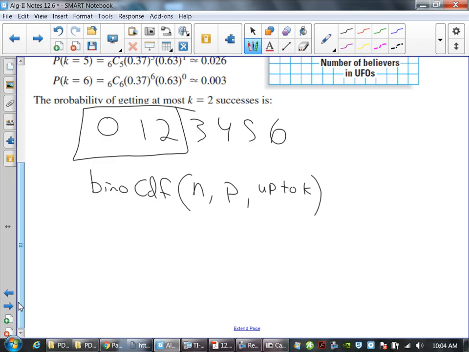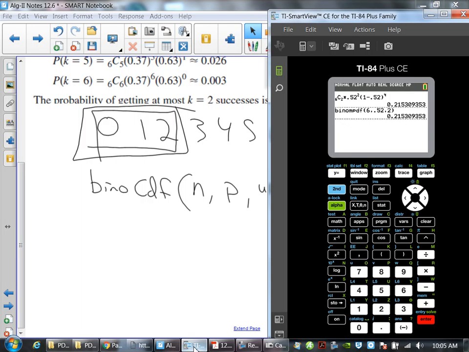Yes, ma'am? So you actually type in up to. Because we're looking at most, we're going to get up to 2, it's going to add up 0, 1, and 2 for us. No, you don't need to take the... This is just the value. So it'll be up to 2. So we're going to put a 2 in here. Yeah, that's what it's calculating. So in mine, again, it's second vars up to B.